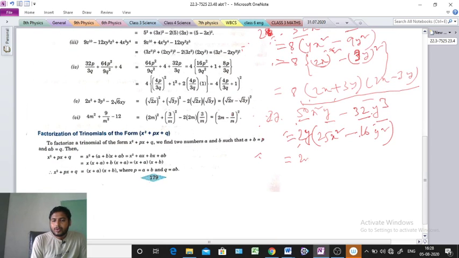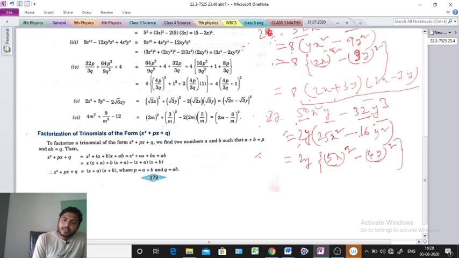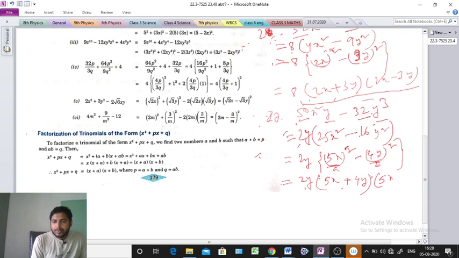2y into 25x square, meaning 5x whole square, minus 16y square, meaning 4y whole square. We can write, clear or not? So we are getting 2y into, this is a and this is b, a plus b into a minus b. That means 5x plus 4y into 5x minus 4y. Okay, clear? So this is the answer. Clear everyone? 27 finished. Understood or not?